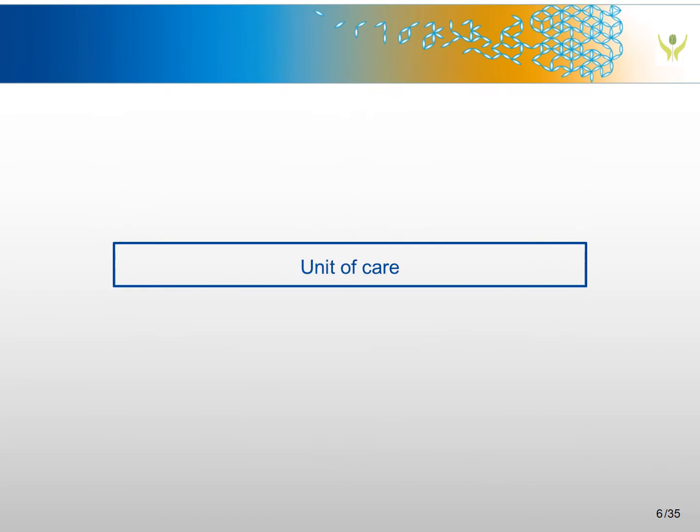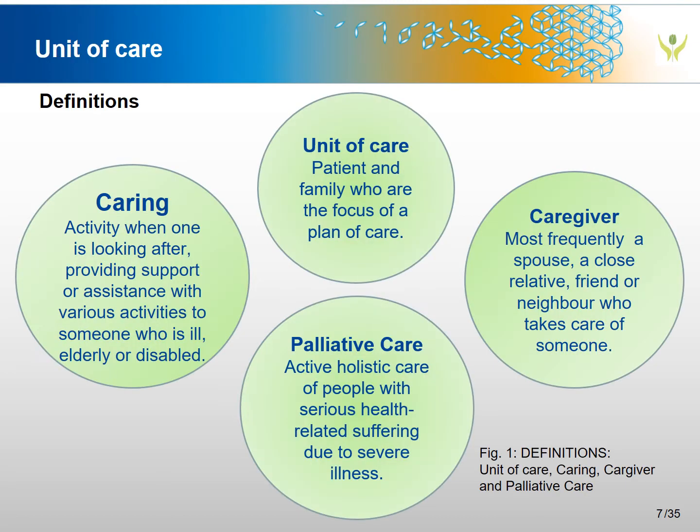To begin with, we look at definitions about unit of care, caring and caregiver, as well as palliative care. The term care is used to describe an activity when one is looking after, providing support or assistance with various activities to someone who is ill, elderly or disabled. Care includes attention to any of the needs of the person, including hands-on care, overnight care, respite, shopping, collection of medications, taking to appointments, emotional support, bathing, etc.